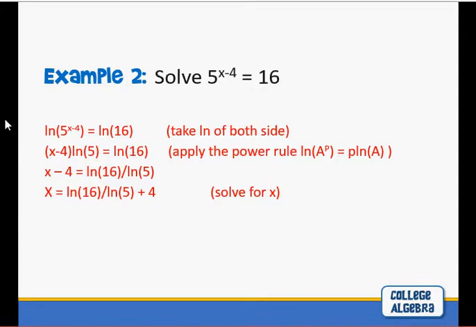And then we have to solve for x, so we would first divide by natural log of 5. And then in the end, since that's x minus 4, we add 4 to both sides. So we get natural log of 16 divided by natural log of 5 plus 4. Or again, if you're a person that likes to use change of base, that's actually log base 5 of 16 plus 4.